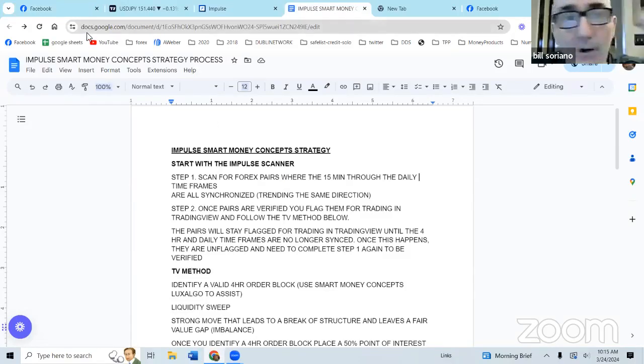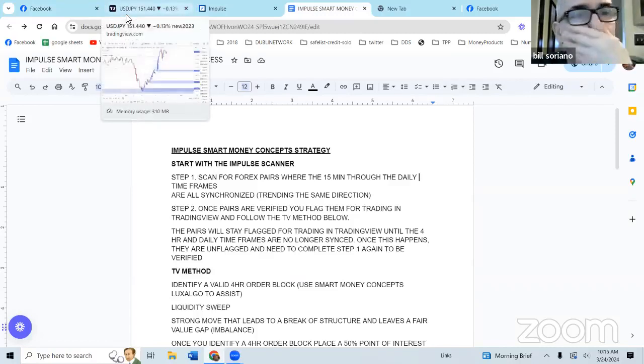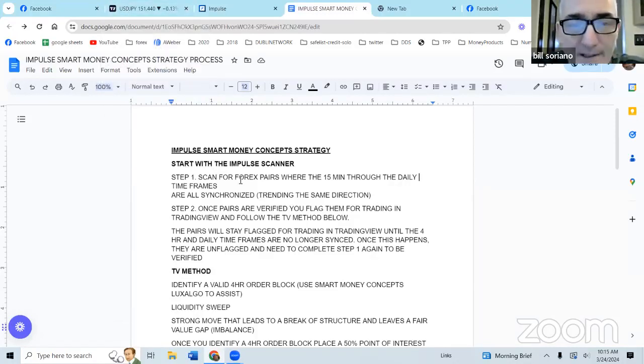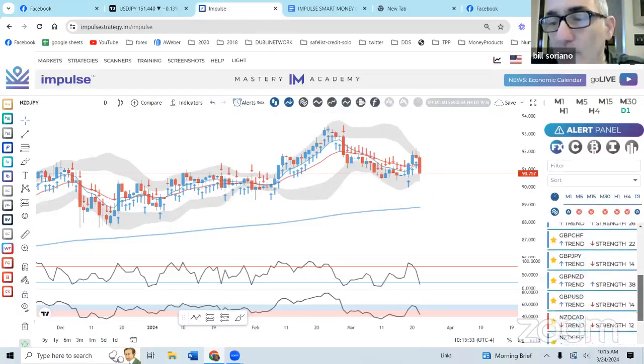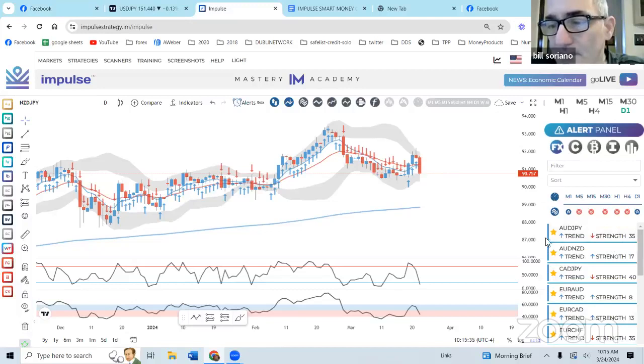Okay, so let's get on to which pairs we're going to look to trade this week. Now, remember, step one here is to scan the Forex pairs where the 15-minute through the daily time frames are all synchronized, right? They're trending in the same direction, okay? Every week we do this, and once we find those pairs, we highlight them here in the Impulse Scanner.